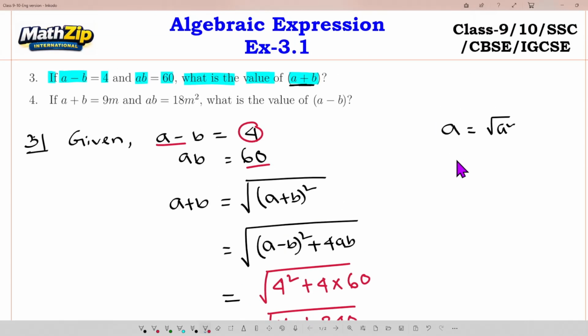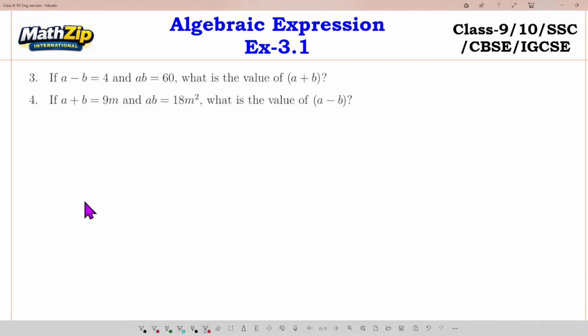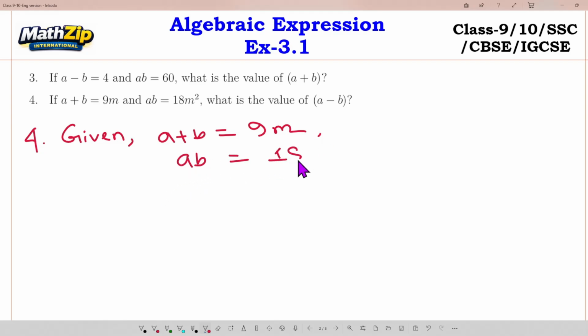Very simple. So number 3 is done. Number 4 is almost a similar type of math. Number 4, given a plus b equals 9m, ab equals 18m square. We have to find out the value of a minus b.